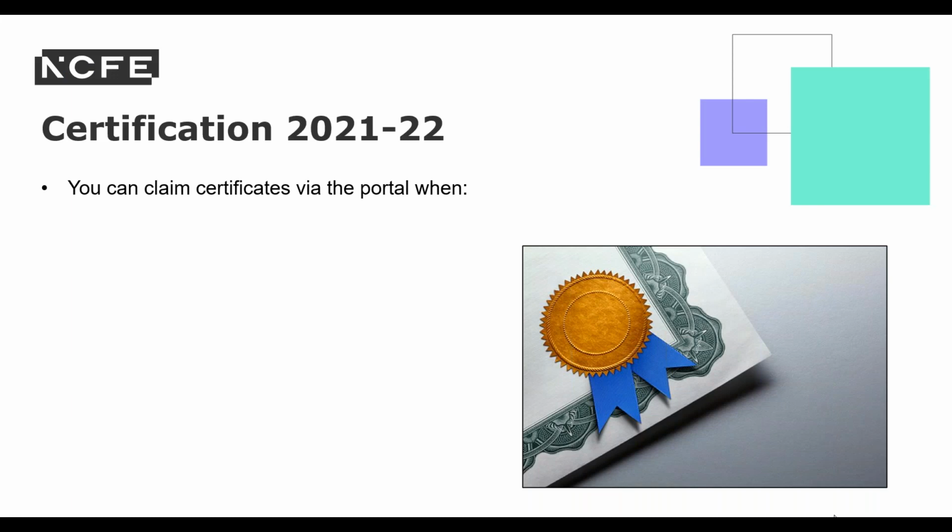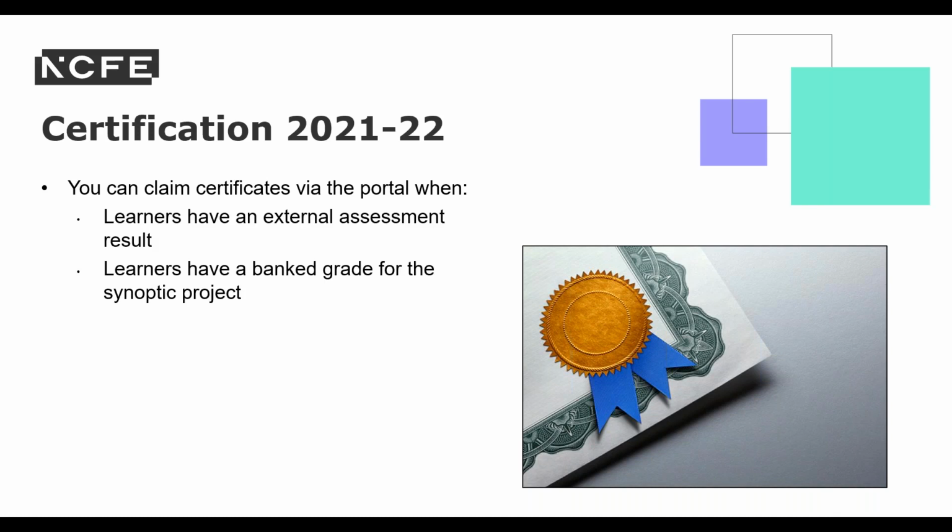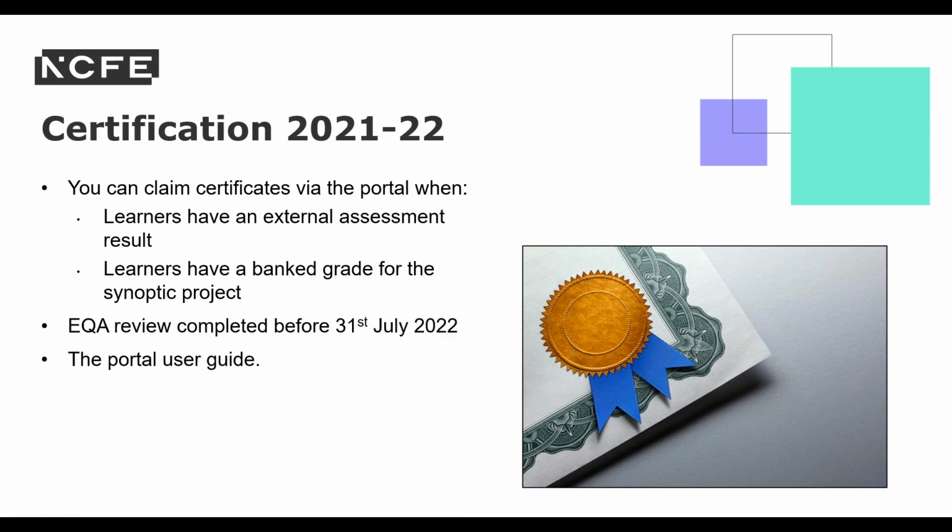So now that the Synoptic project has been completed, learners, I'm sure, will be eagerly waiting for their certificates. And certificates can be claimed when they have taken and achieved a grade for the external assessment and they have a banked grade for their Synoptic project. For 2021-22, the EQA review deadline, as we've said, is before the 31st of July. And the portal user guide does contain details on submitting grades, viewing results, and certification for more support. So now I'm going to talk about that in a little bit more detail on the next slide.